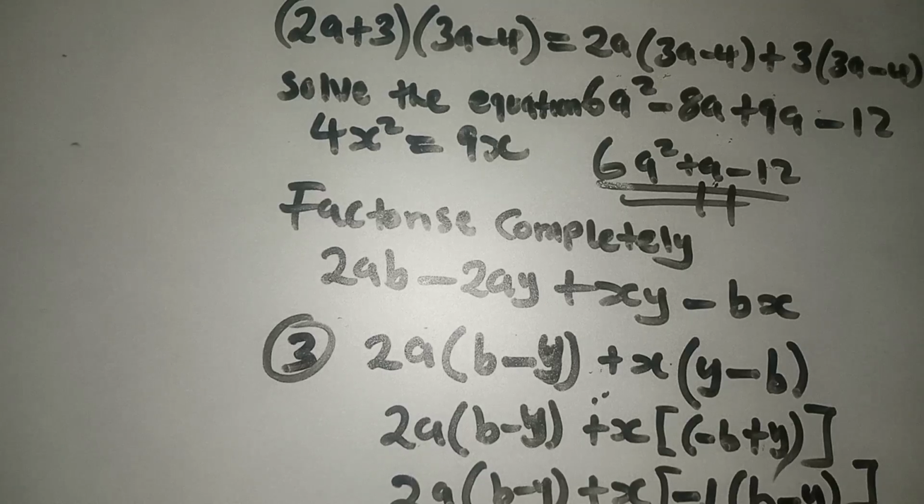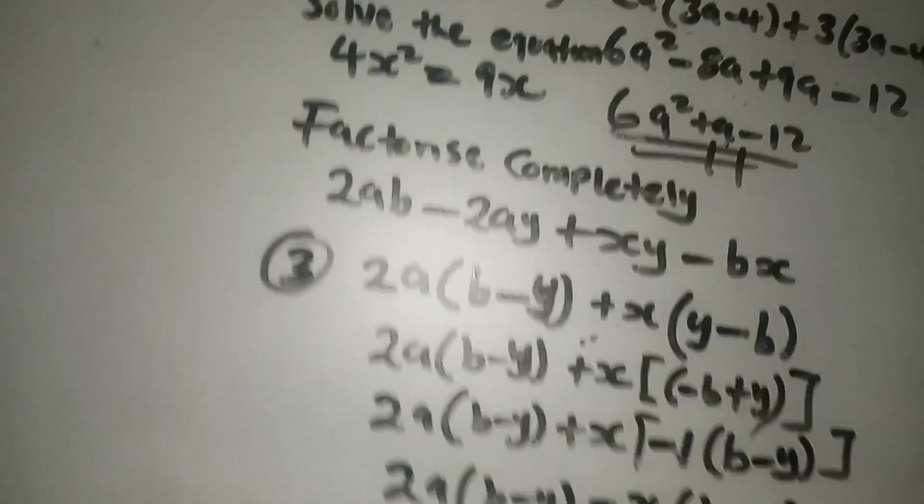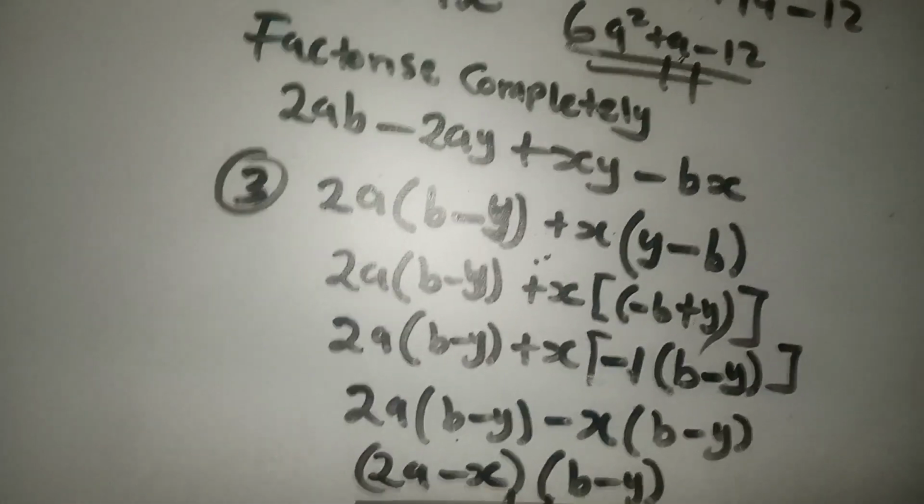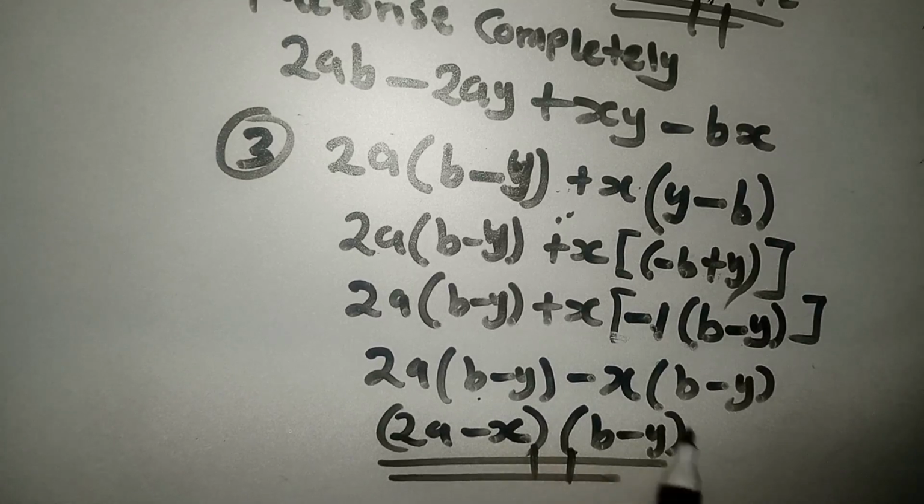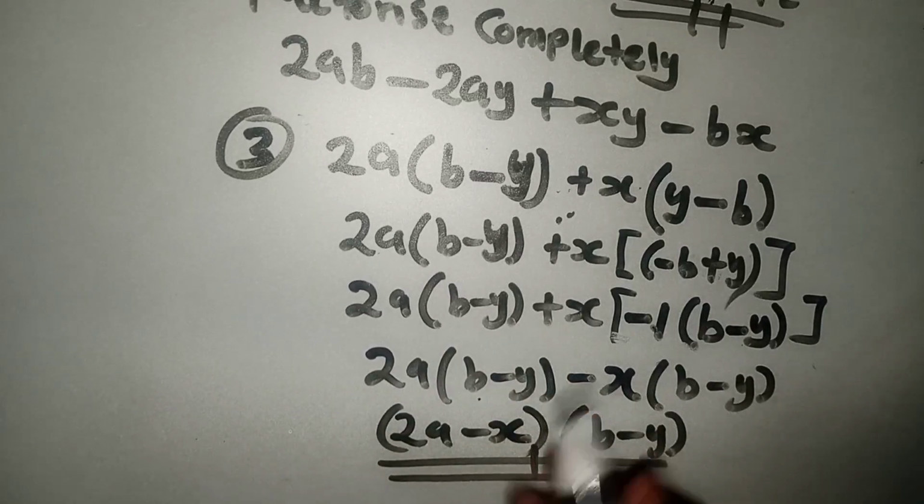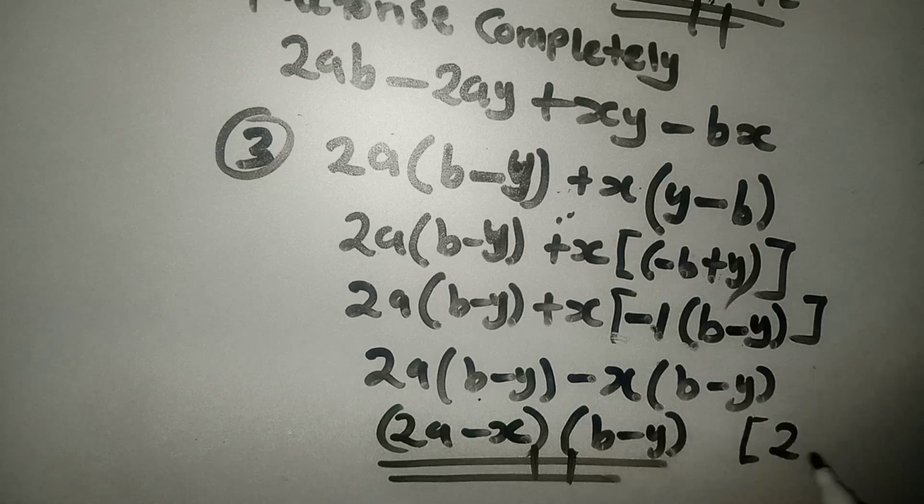So you put what is outside together. You say 2a minus x, you close it like this. Then you just pick what is common here: b minus y. If you check this answer, you will see that this one is a reverse of the first question, because in the first question you were asked to expand and simplify. So this is how you can earn your free 2 marks in paper 1.